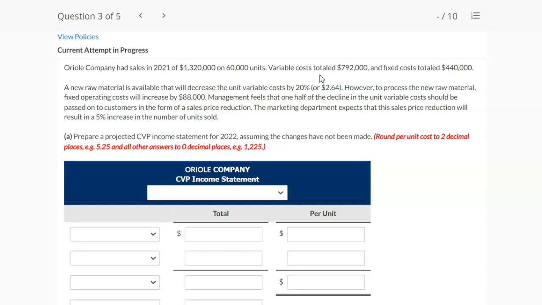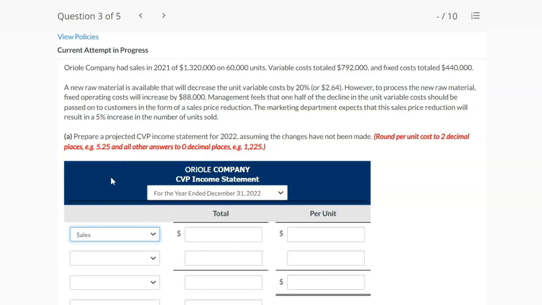All right, so go back to the first line you have here. Did they give us a time period? CVP income statement, for 2022. Prepare a projected income statement for the year. Put it for the year. The year ended December 31, 2022. It's a time period statement.